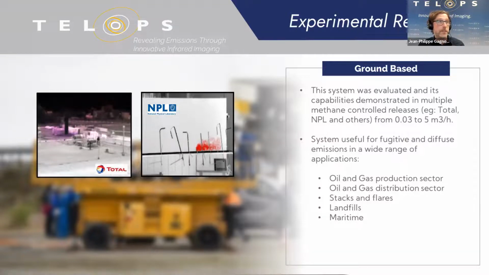The second example I'm showing here is from the National Physics Lab, in which we performed various measurements at various flow rates, various backgrounds, and so on. Of course, results were very good. You can see here the kind of releases that were tested, between 0.03 and 5 cubic meters per hour in those experiments.